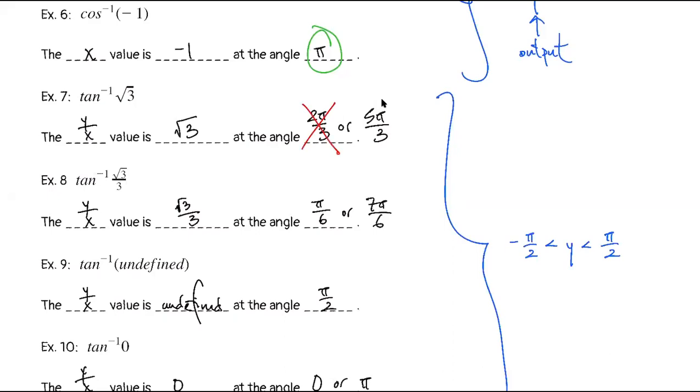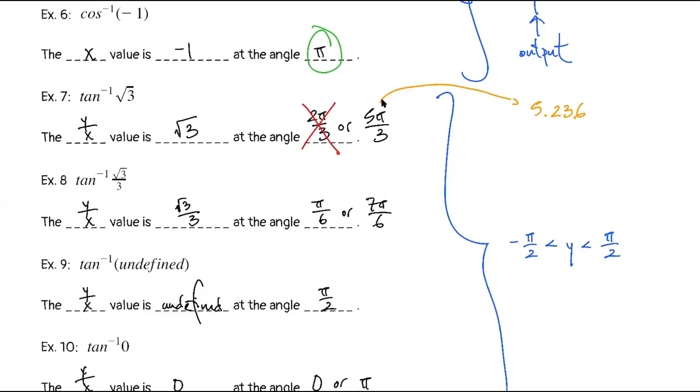So yeah, we can definitely eliminate the 2π/3, okay? Because that one is in quadrant 2. That's a no-go for us. But I would say that 5π/3 would be like the almost correct answer, right? Because 5π/3 as a number, let's turn that into a decimal for a moment. If I turn that into a decimal, I get 5.236, okay? So all I did was type 5π divided by 3 into the calculator.